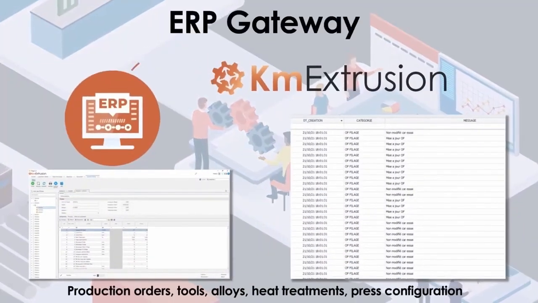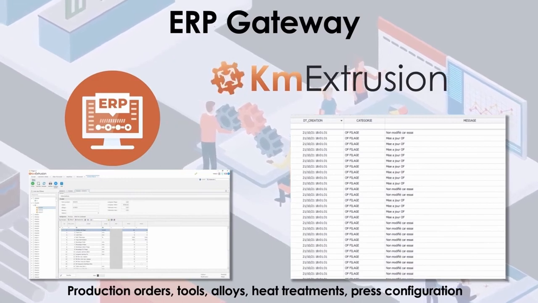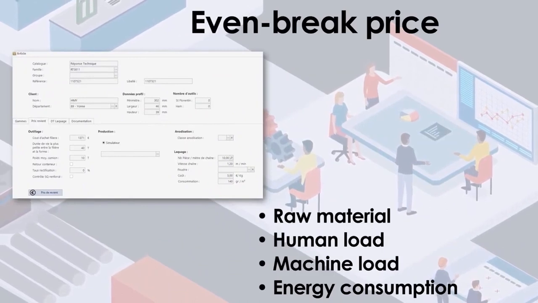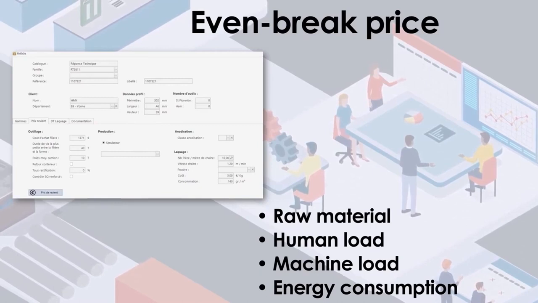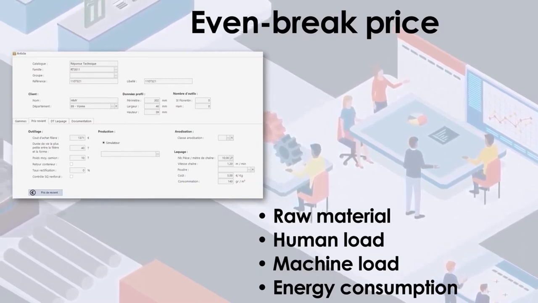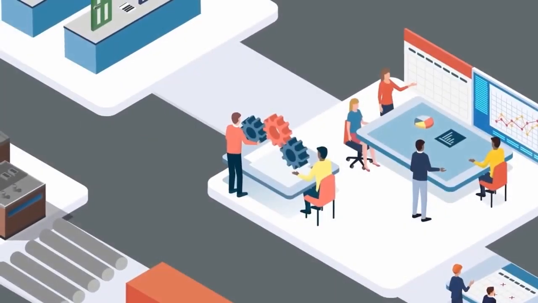The first step is to create an interface with your ERP to retrieve data, which will then be configured and used in KmExtrusion. KmExtrusion offers a module for calculating the cost price via an intelligent algorithm, depending on the price of raw materials, the machine, and human load, as well as energy consumption. This will help identify the best break-even price of your products.